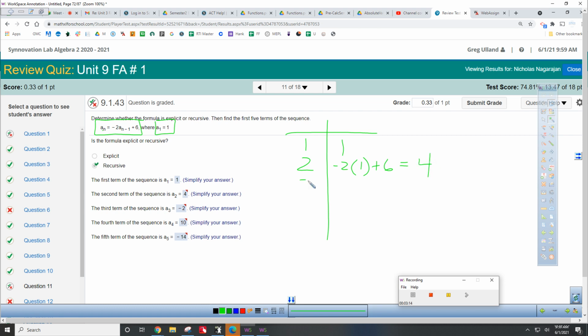To find the third one, we do -2 times the previous output plus 6. And that's going to be -8 plus 6, so that's going to be -2. So the fourth one is -2 times the previous output plus 6. So that's +4 plus 6. That's 10. The fifth one's going to be -2 times the previous output. So that's going to be -14.